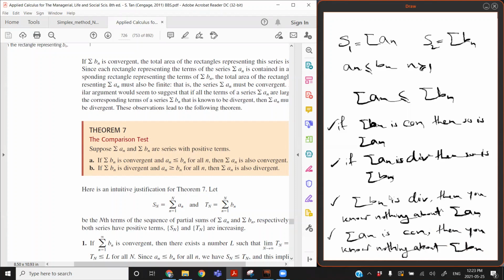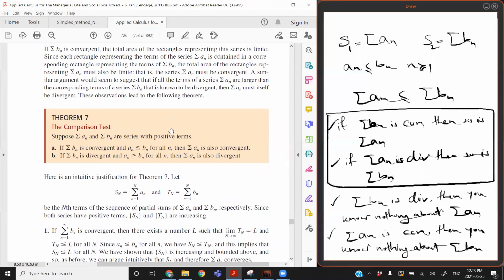So the theorem actually covers these two, because the other two are inconclusive. They're useless. But if you're able to find a series Bn that is convergent, then you can also conclude that sigma AN is convergent. Or if you're able to find a series AN that is divergent, then you can also conclude that sigma BN is also divergent. So to make things more clear, I'm going to give you a few examples.